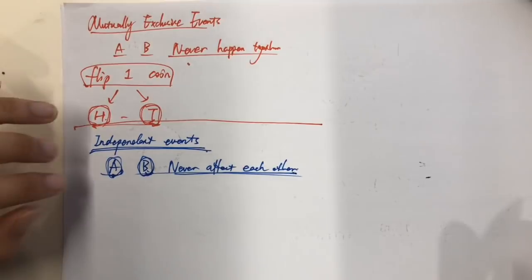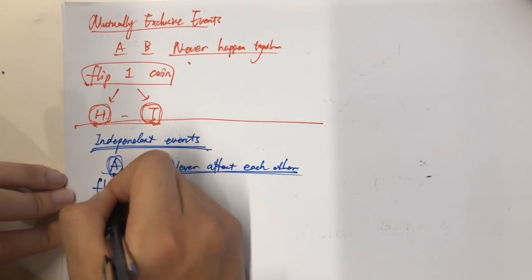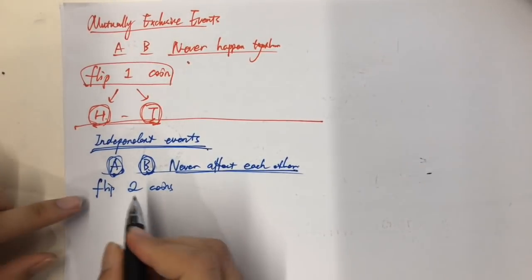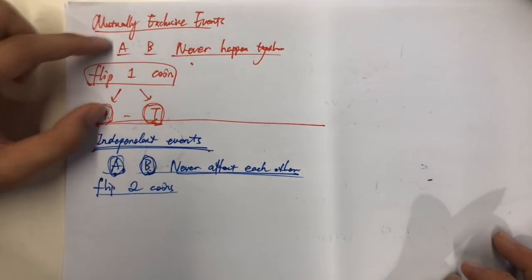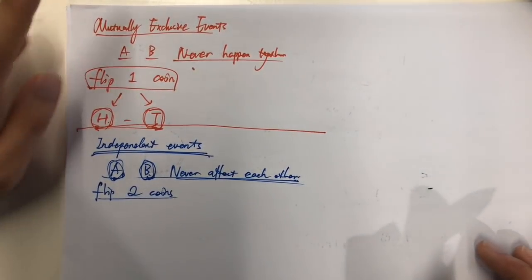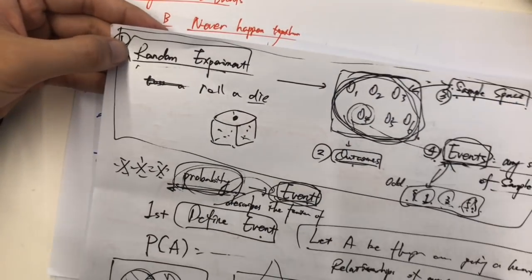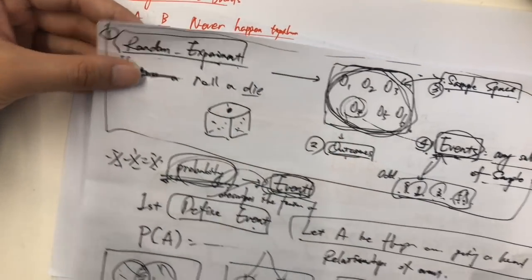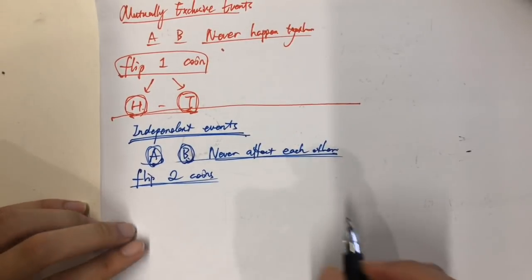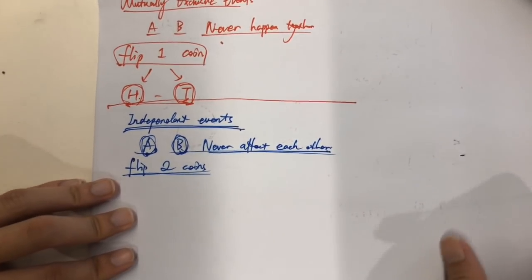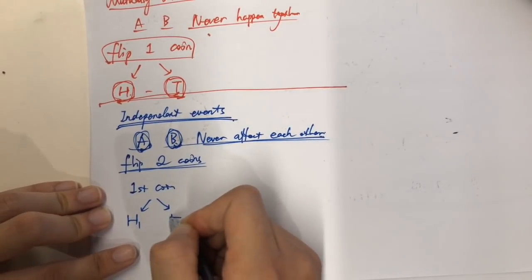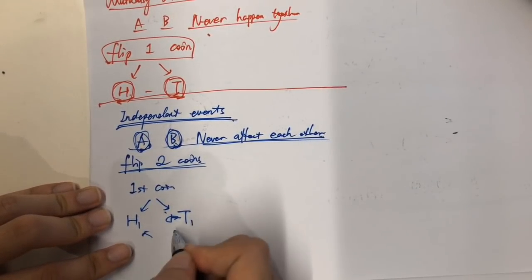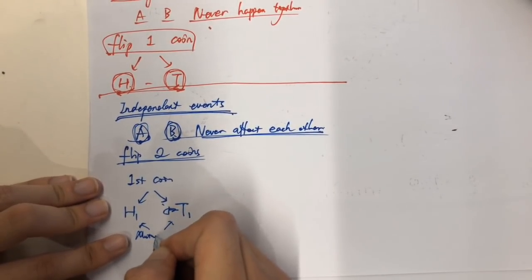For independent events, a very good example is flipping two coins. For independent events, you usually have two or more random experiments, but for mutually exclusive, we usually talk about one random experiment. Hopefully you still remember what a random experiment is: an experiment whose result is random. Flipping two coins is two separate random experiments. The first coin can have a head, I call it H1, and a tail, T1. Again, H1 and T1 are still mutually exclusive.